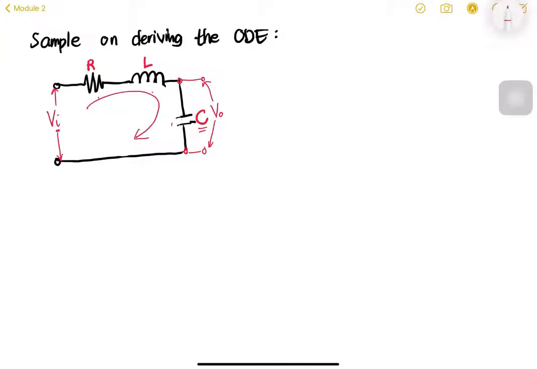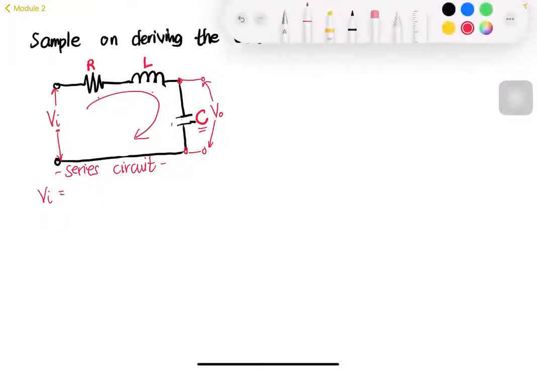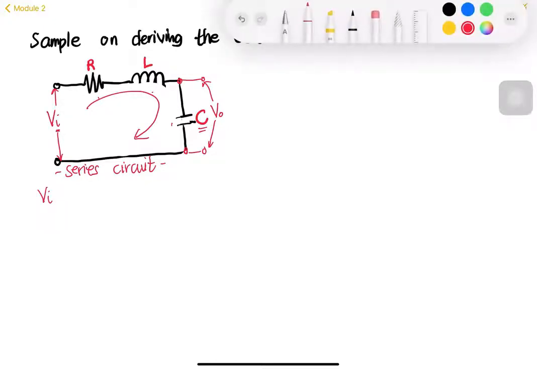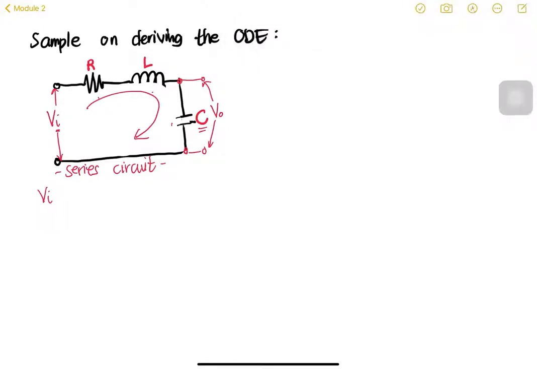So, for a series, this is a series circuit. The input voltage is equal to, okay, so hindi ganyan. Tama rin siya, pero ang pinakatama talaga, ang voltage na to is equal to sa mesh circuit, voltage input minus yung mga voltage drop sa each element, okay, is equal to 0.